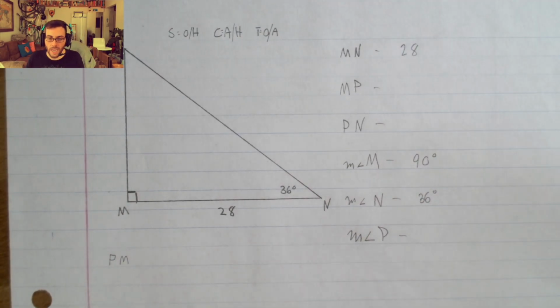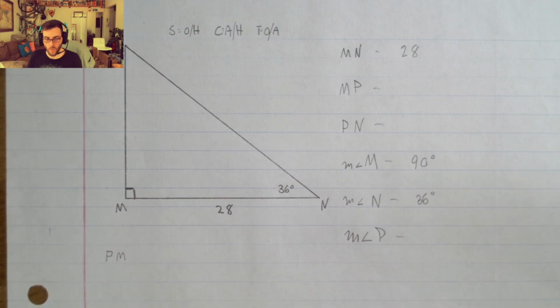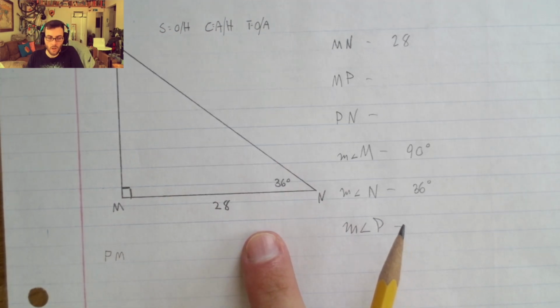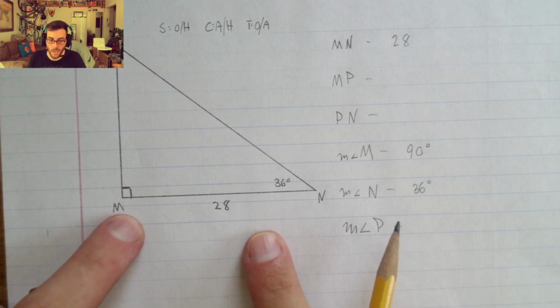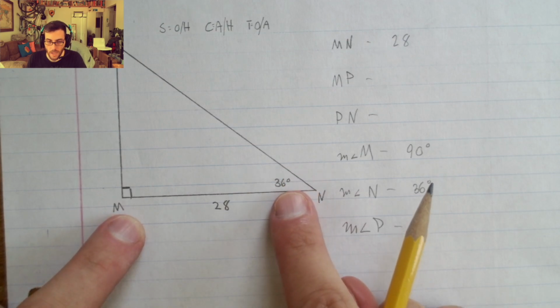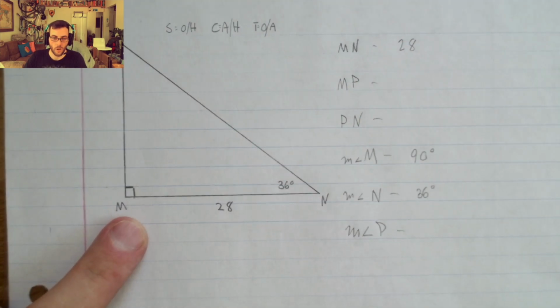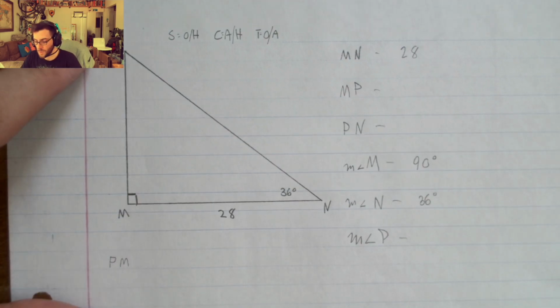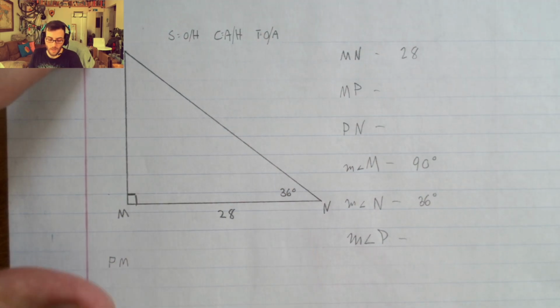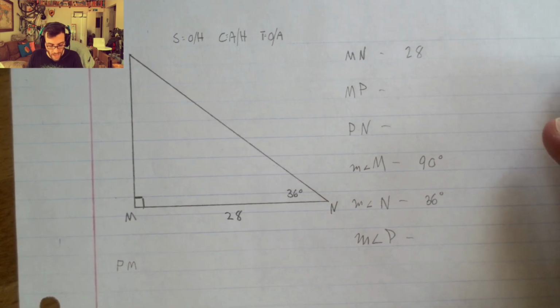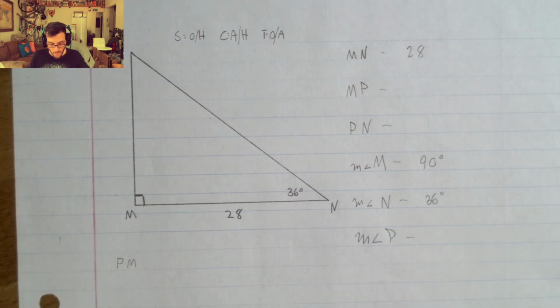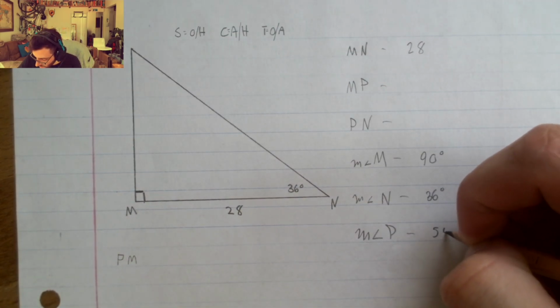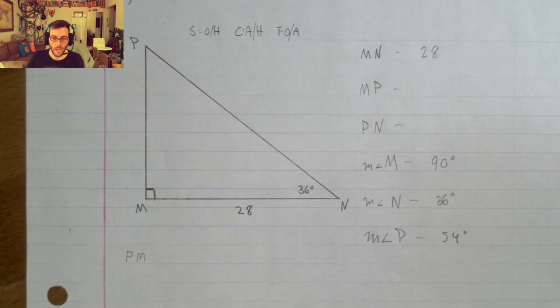If we take a look here, in this particular example, we have some data already filled out. We're told we have an angle of 90 for M, an angle of 36 for N, and if we go up to the top here and look at angle P, we know that we can also solve it by using that angle sum theorem once again. For angle P, we can just quickly say that this is 54 degrees as well.